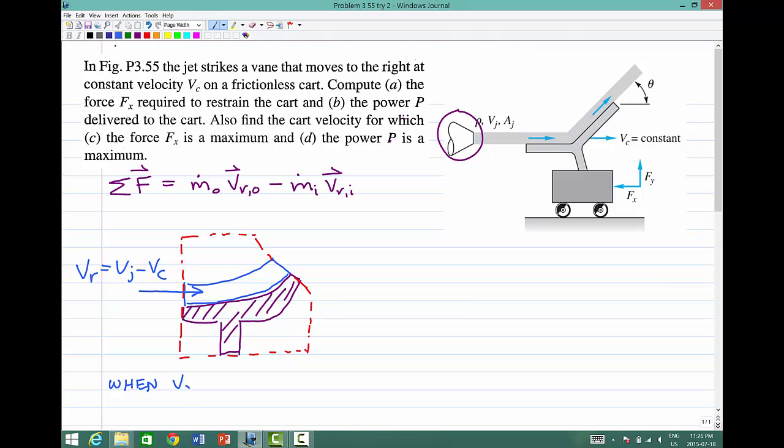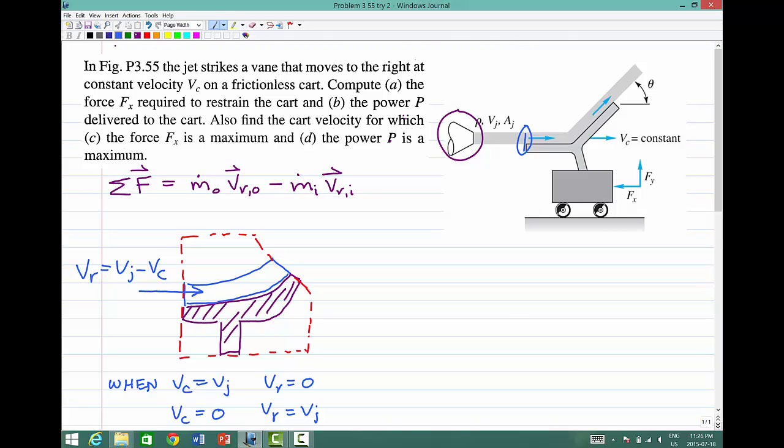If we set, for example, the cart velocity equal to the jet velocity, so when the cart and the jet are moving at the same speed, we would expect no flow onto the vane, right? And indeed, that's what we get. V jet minus V cart gives the relative velocity equal to 0. And similarly, if we set the cart velocity equal to 0, then the relative velocity just equals the velocity of the jet.